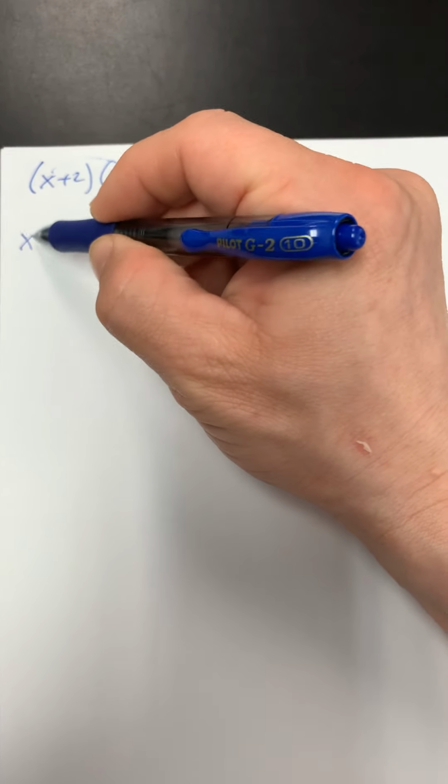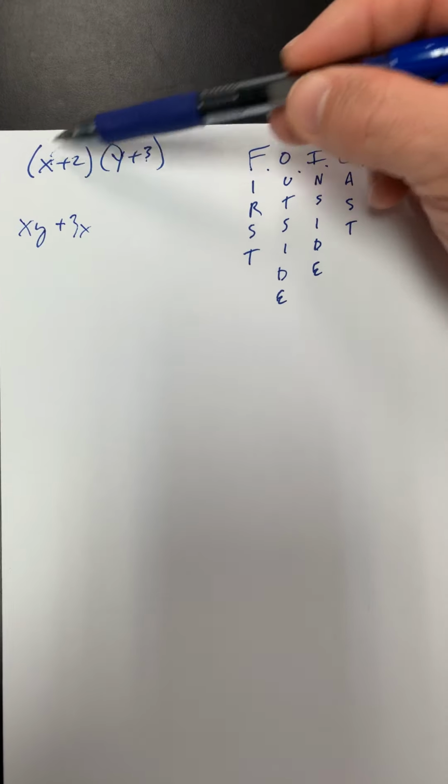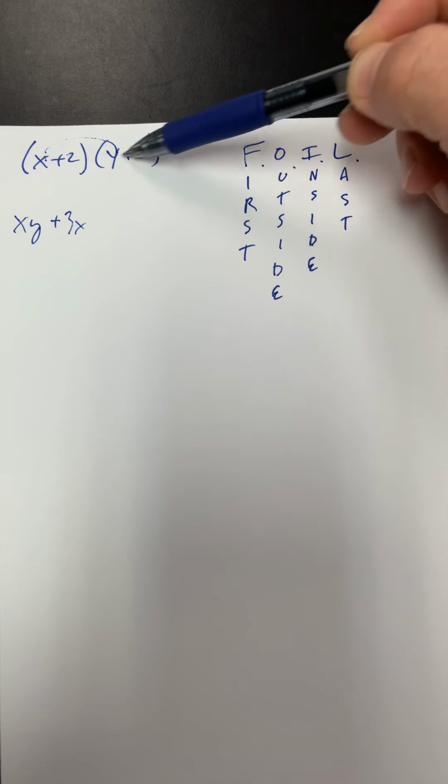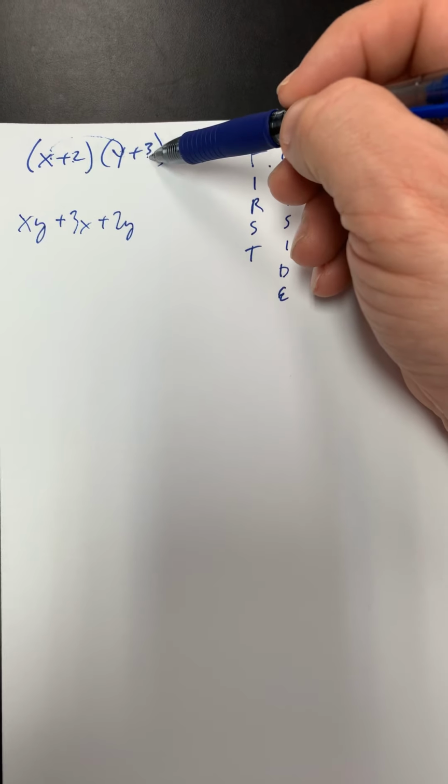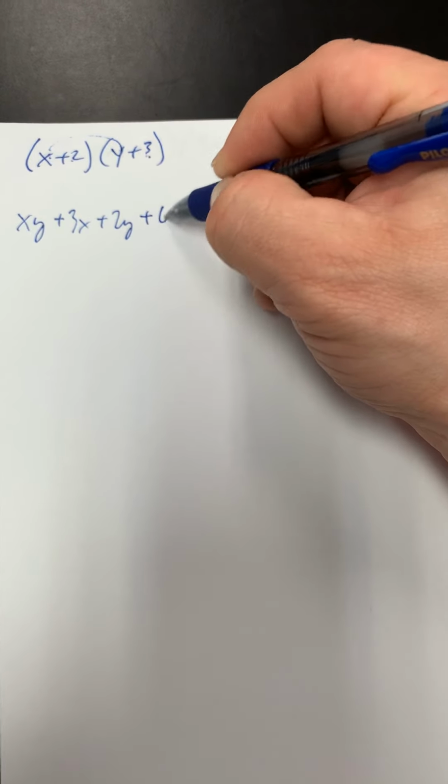All right, so here we go. The way this works is we're going to go x times y gives us xy. Then we're going to go x times 3 gives us positive 3x. So now we've distributed the x to everything over here. Now we're going to jump over and go 2 times y gives us positive 2y, and 2 times 3 gives us positive 6.